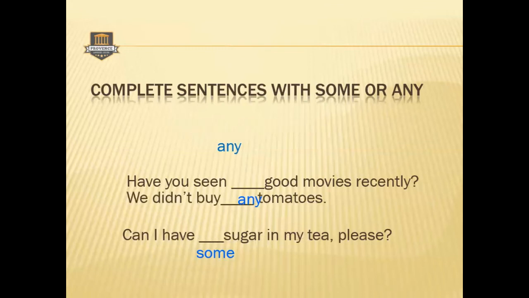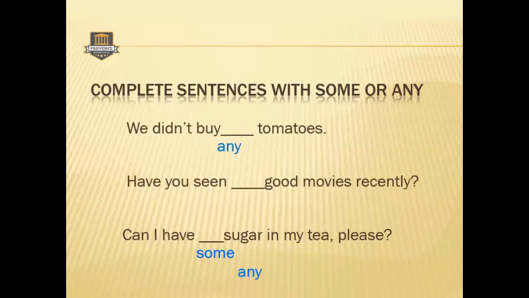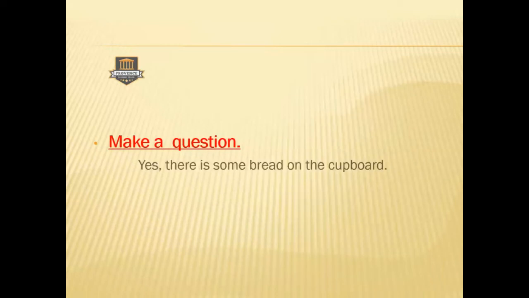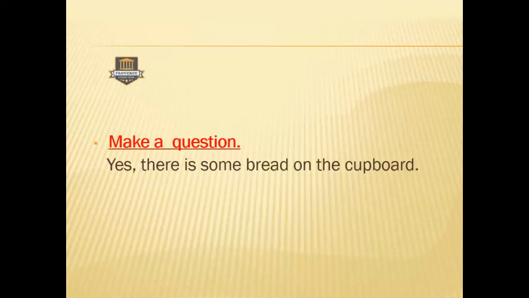Okay. Let's have another sample of questions from the school booklet. Okay. Make a question. Yes, there is some bread on the cupboard. Of course, when I make a question, first of all, I omit or cancel yes or no at the beginning, and then I cross the first two words, the auxiliary and the first word, so is there. But what about some? Can I put some in the question? No. It will be, is there any bread on the cupboard? So I changed some to any because this is a question.